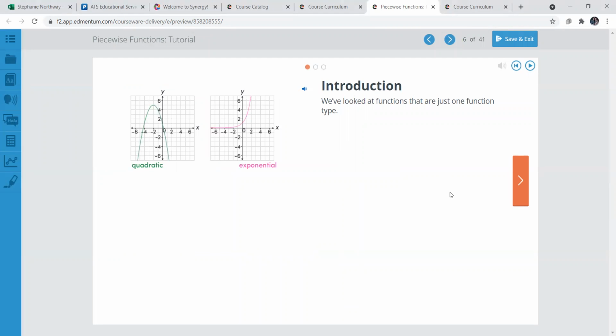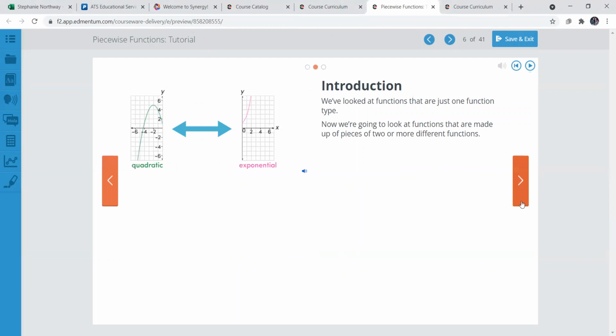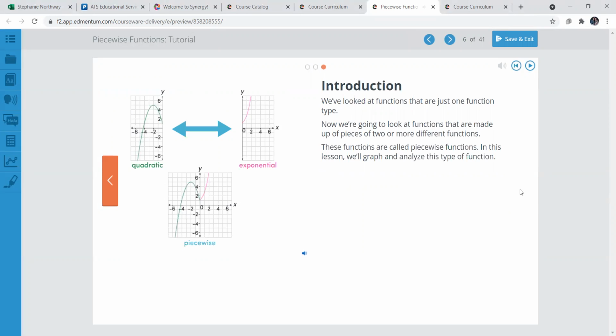Here's one type. Here's the difference. It shows you the difference, quadratic versus exponential. Let's build a new function that uses the left side of the quadratic function and the right side of the exponential function. Interesting. Well, let's find out more.